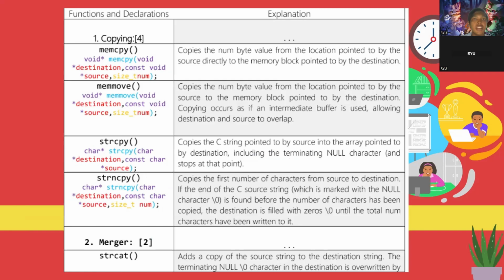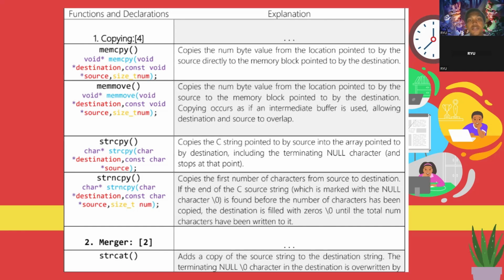Now, these are the functions and declarations of strings. Number one is copying. memcpy copies the number of bytes from the location pointed to by the source to the memory block pointed to by the destination. The declaration is like void memcpy, void destination, const void source, size num. And then memmove. memmove copies the number of bytes from the location pointed to by the source to the memory block pointed to by the destination.